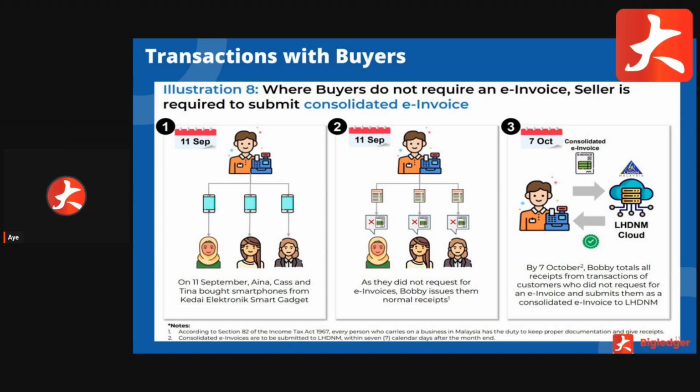Okay, next one is where buyers do not require an e-invoice, the seller is required to submit a consolidated e-invoice. This is the one we discussed just now. If buyers didn't request, then the company needs to submit the consolidated e-invoice by the 7th of next month to LHDN to prove that they have this income.